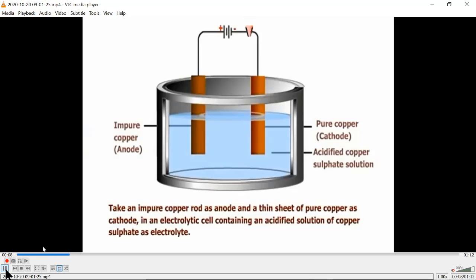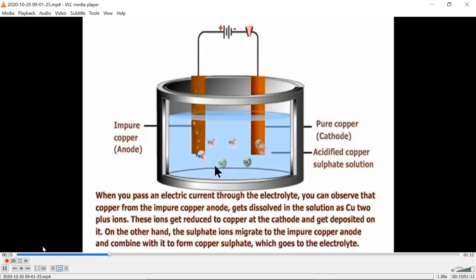As soon as you pass the electricity, something happens, and later on you will see what will happen. This electrolyte will contain some ions. Now, what are these ions? These ions are copper and sulfate ions. Similarly, these copper ions will go here and deposit on the cathode, but they will not finish, because this anode is copper only. Same thing as it was happening with nickel, this will happen.